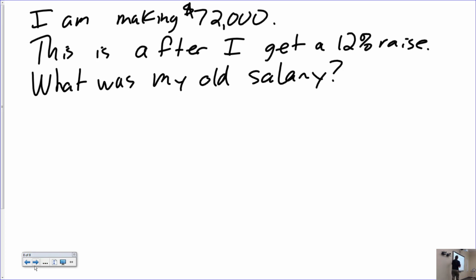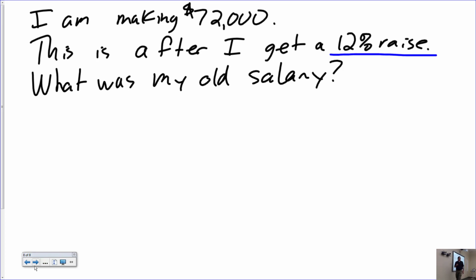Because technically, folks, what kind of a number am I looking for? A number that's lower than 72,000, right? And so when we're looking for a lower number, what do we normally do to get to a lower number? We subtract. Folks, if you subtract in this problem, you will always be wrong. Always, always, always.